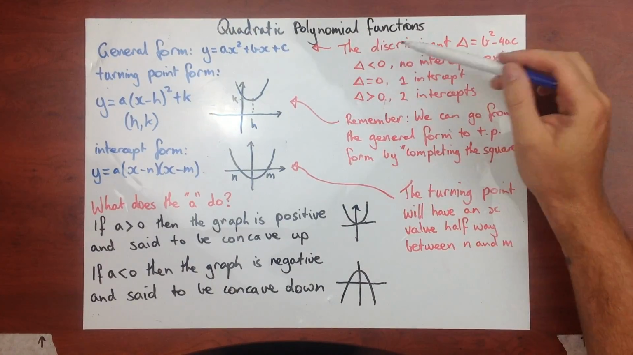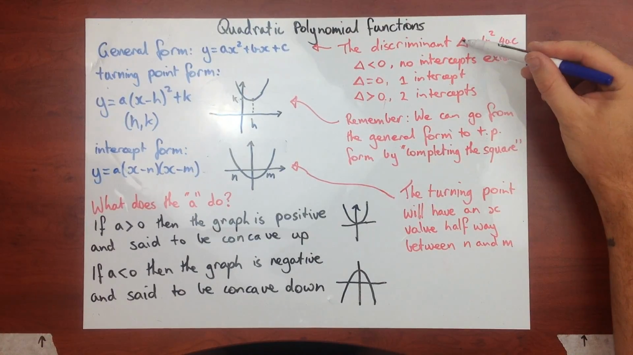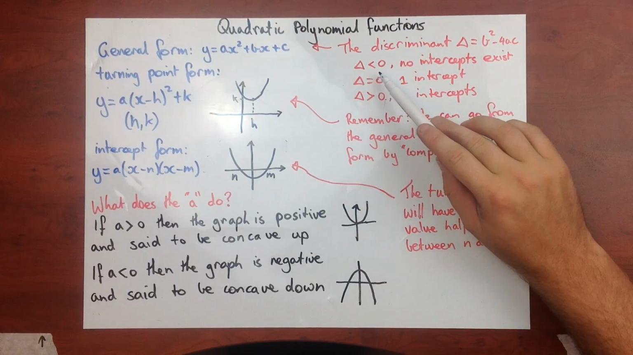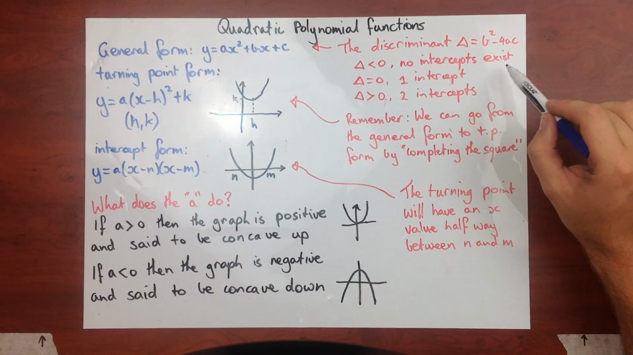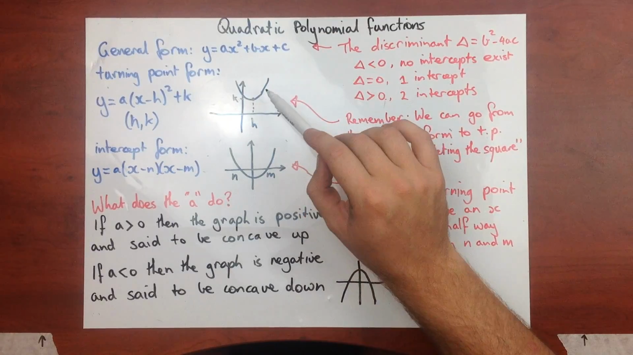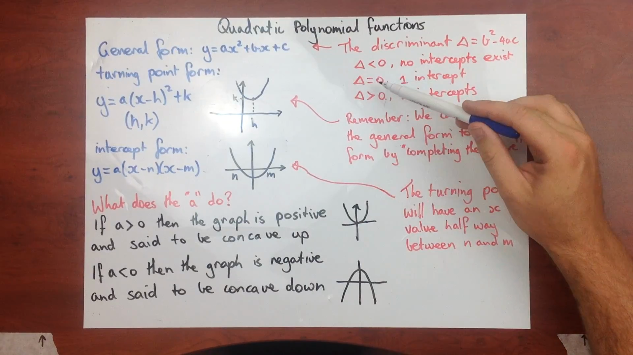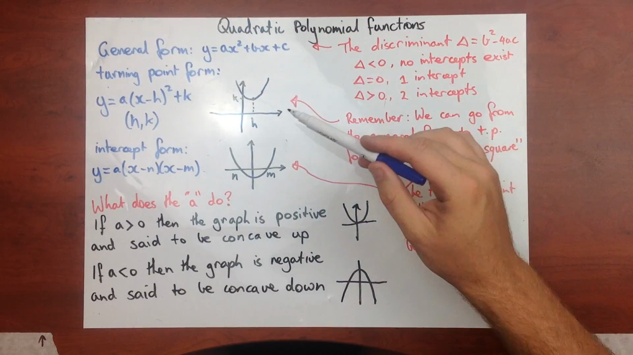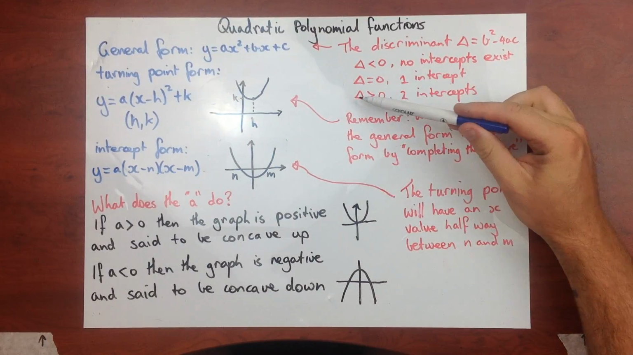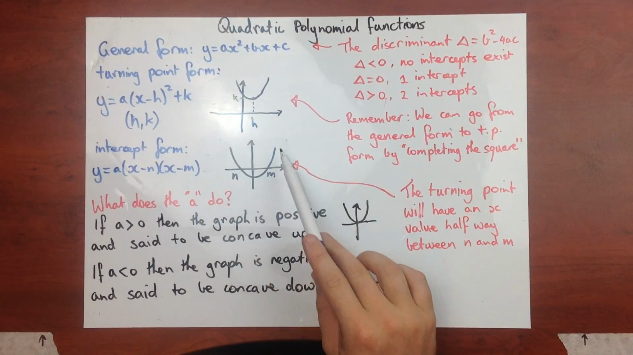So the discriminant for our general form. Remember the discriminant from our previous tutorials is delta equals b squared take 4ac. If the discriminant is less than 0, we're not going to have any intercepts. If we took the discriminant of this function, we'd see that it's below 0. If it's equal to 0, we're going to have one intercept, so it'd be something like this, where our turning point is at the x-axis. If the discriminant is bigger than 0, we're going to have two x-intercepts, so it's going to look like this.